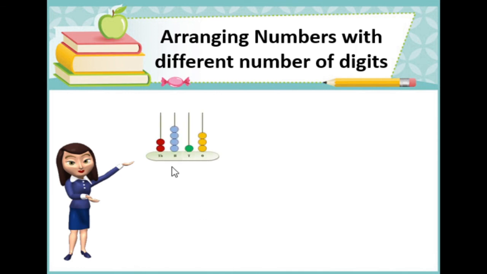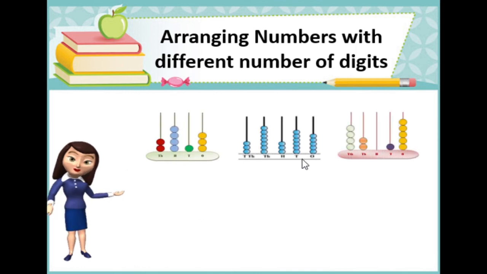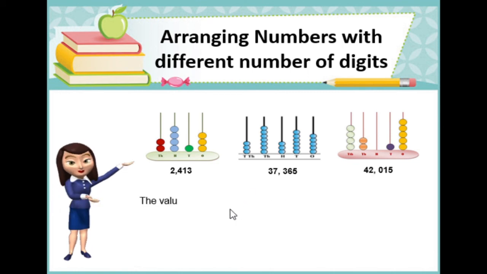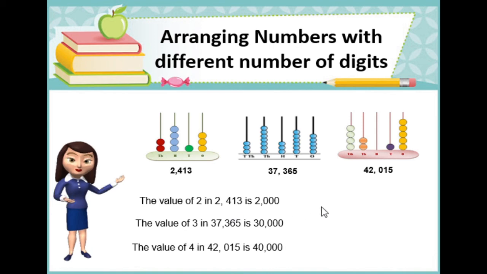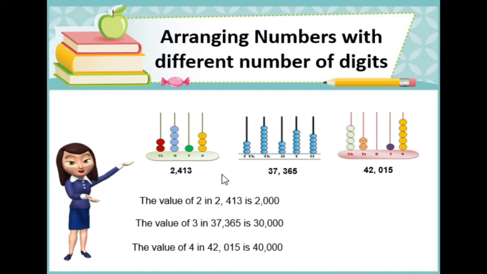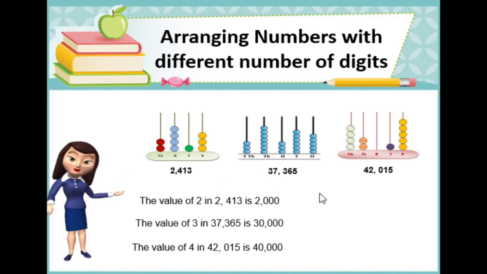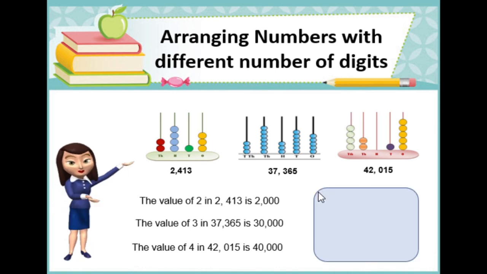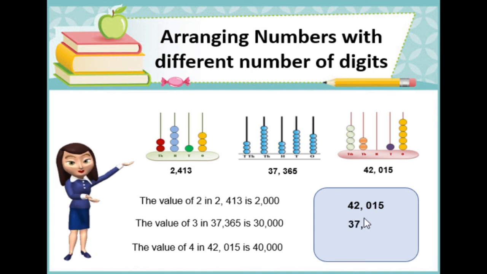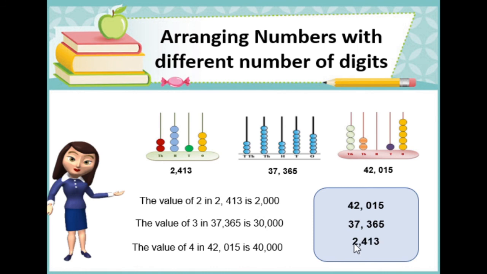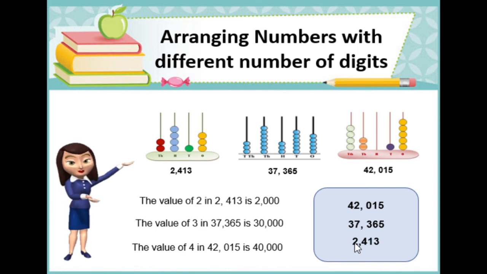Last example. As I have said, if you will arrange these numbers in descending order, or order going down, the first number that we will write would be 42,015, then 37,365, and last is 2,413.